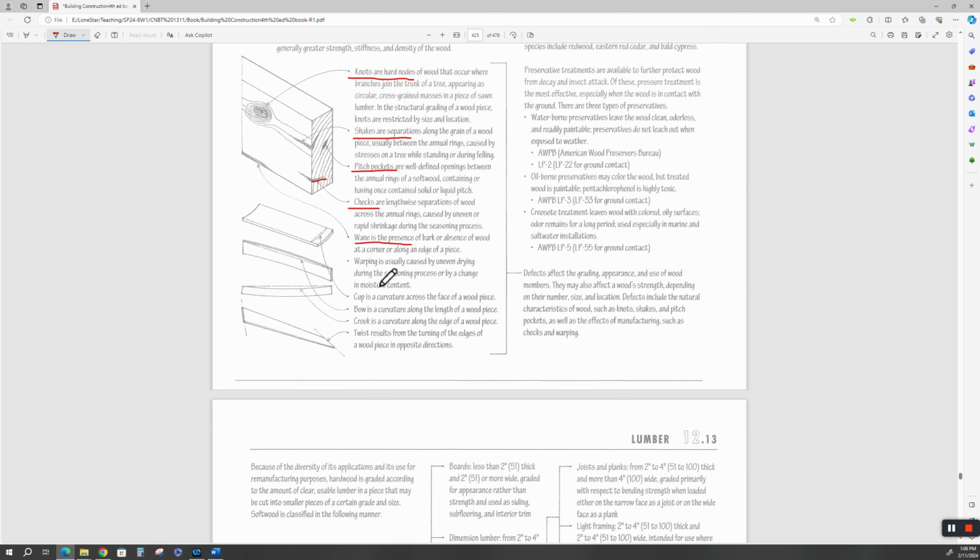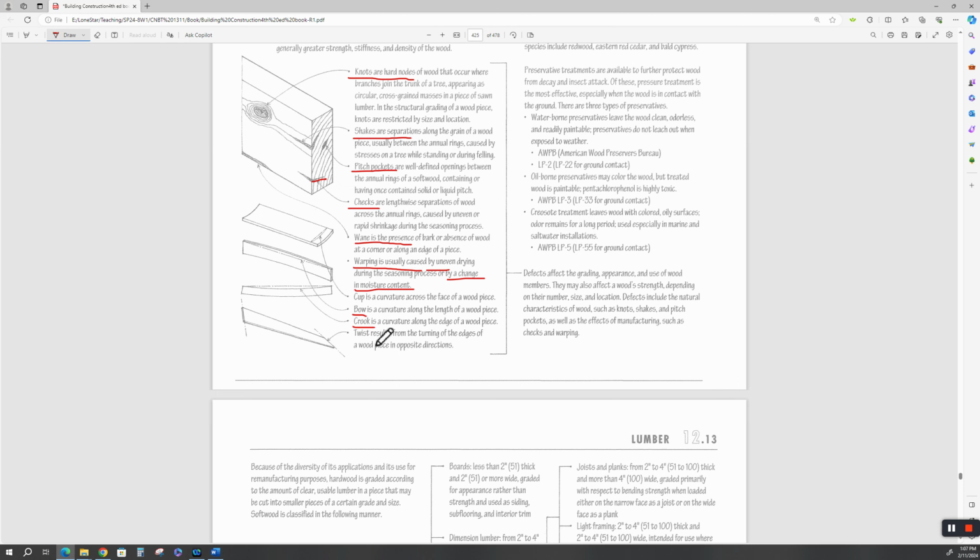Warping is usually caused by uneven drying during the seasoning process, or by a change in moisture content. I talked about that with the ground contact pressure treated wood that I use for my trailer deck. This is a cup. It makes a cup. This is a bow. That long straight piece of wood is not straight. It has a bow in it, which means it's curving out. So that's a bow.